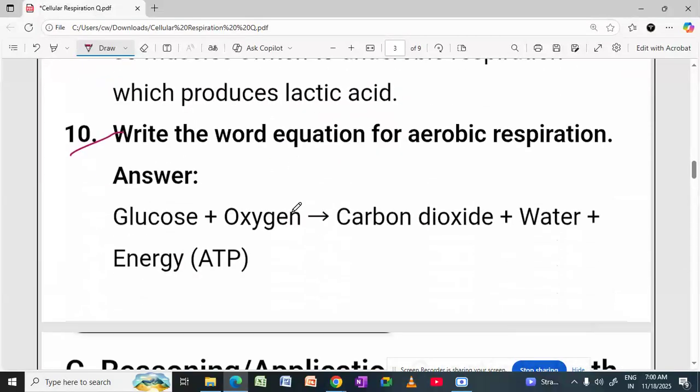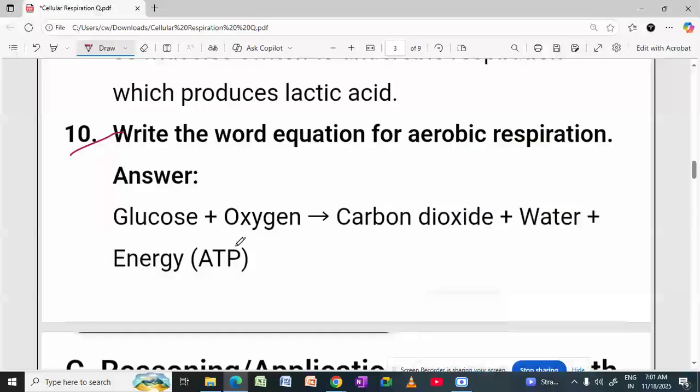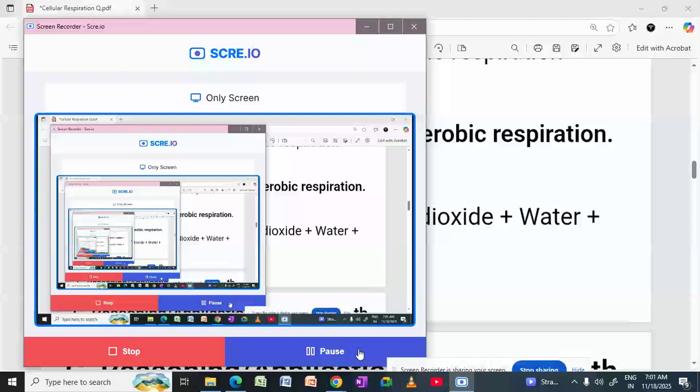Great. Okay, fine. So next question: write the word equation for aerobic respiration. What is the word equation? Glucose plus oxygen will give you carbon dioxide plus water.